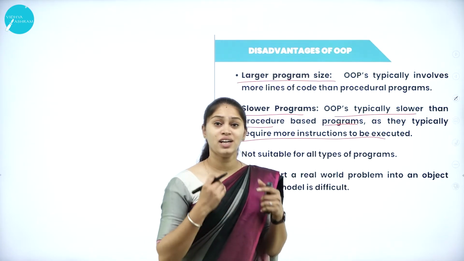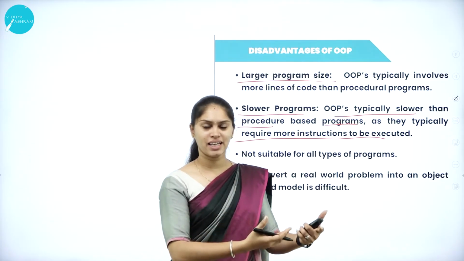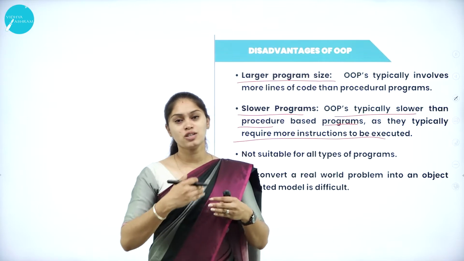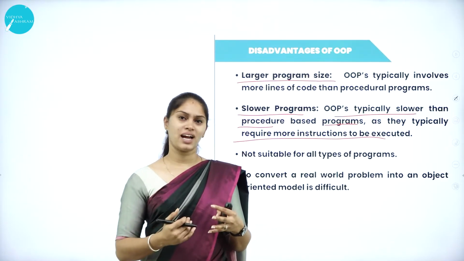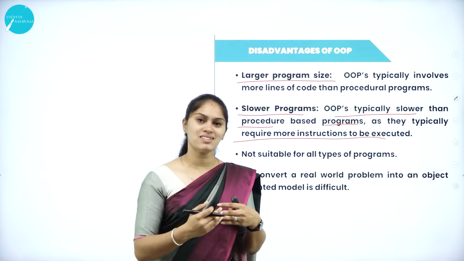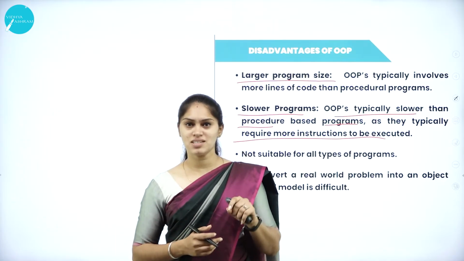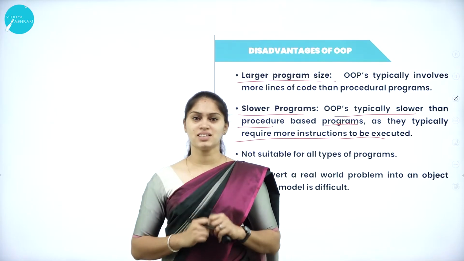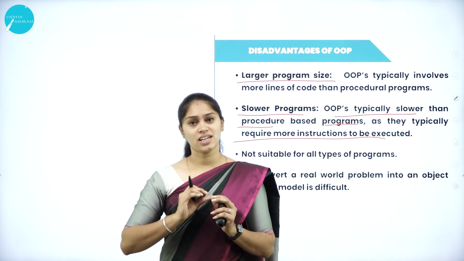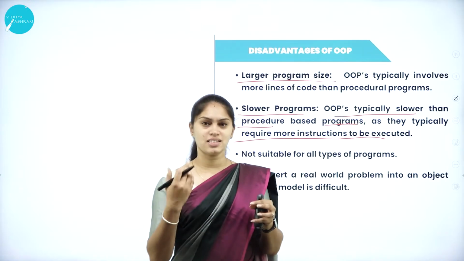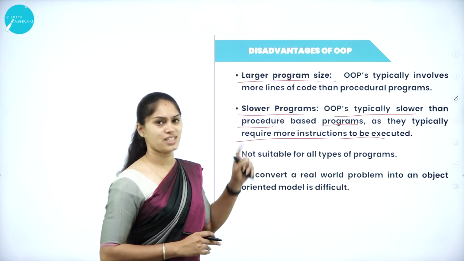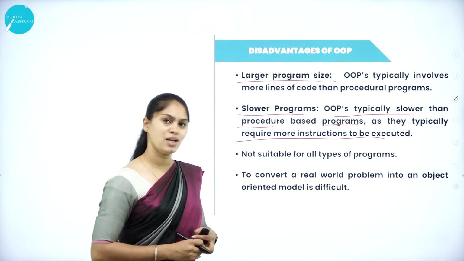Obviously not. So when the number of codes is increased, it is going to slow down the execution of a program. That is considered a disadvantage. If you are working with a real-time system, then it has to be very fast in execution. It has to respond in a fraction of a second. So this can also be considered one of the disadvantages of object-oriented programming.